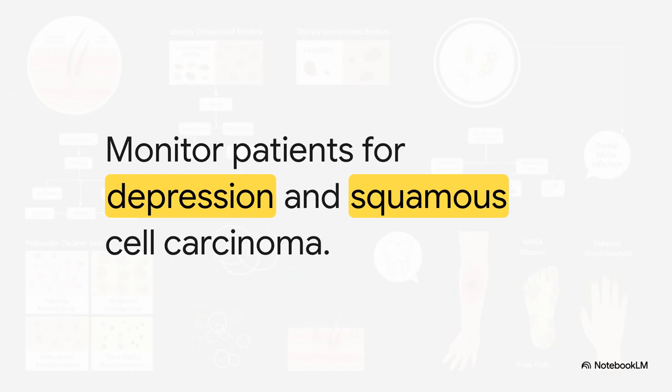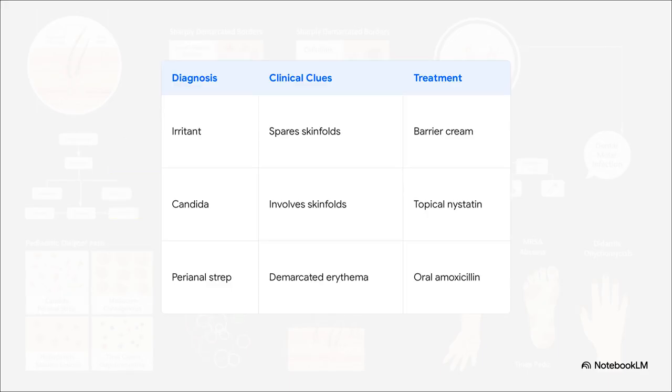Also, you can't forget the systemic impact of this chronic disease. You must monitor these patients for two major complications. First, there's a risk of severe depression and even suicide due to the immense psychosocial and physical burden. And second, there's a very real potential for squamous cell carcinoma to develop later on in those chronically inflamed, scarred tracts.